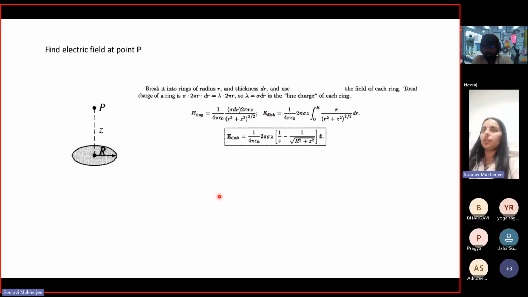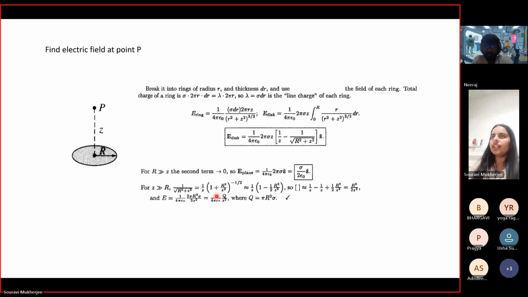So these are all straightforward things. Now, one can do an interesting check where if your r is much, much greater than z, basically you have a large plane, you end up getting the field for an infinite plane. Later, when we talk about Gauss's law, you'll see that there are also other ways of getting to this point. And if you go to much larger distances, this would look like a point charge, so you would get an expression similar to what we get for a point charge.